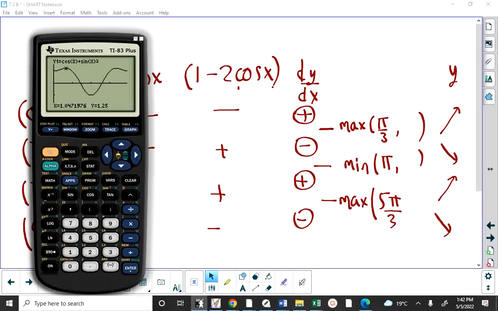You could confirm that that is a maximum by going to your calculate menu. If I go trace pi, there's the min. If I go trace 5 pi over 3, there's the max. By the way, there is also a minimum at 0 and a minimum at 2 pi, but that's not important for what we're learning today. It's because the function is increasing everywhere after 0, so there must be a minimum at 0. And it's decreasing everywhere before 2 pi, so there must be a minimum at 2 pi.